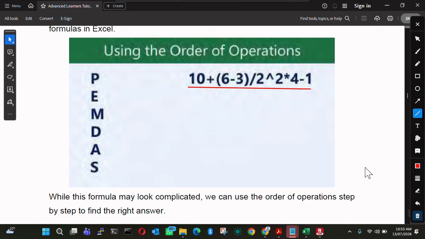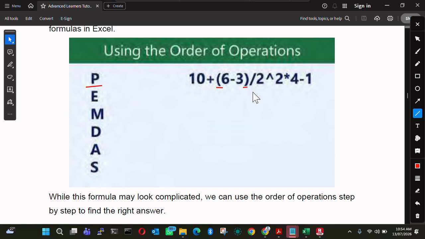If Excel is going to calculate this, it will not start from 10. It will not add this. You start with this one that is inside parenthesis. This thing is called the parenthesis. That's what the P stands for. It simply tells you that it will start with what is inside the parenthesis.